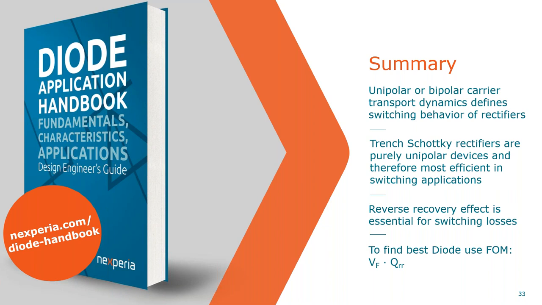In the beginning, Juan explained that the unipolar charge carrier transport is much faster than the bipolar charge carrier transport. And therefore, we've seen and learned that the trench Schottky rectifiers are purely unipolar devices, and therefore they are the ideal choice for switching applications. We've also learned a lot about the reverse recovery effect, and that this effect is essential for switching losses. And just on the last slide, Nima explained how conduction losses and switching losses affect the efficiency of the converter. And the figure of merit should be considered for that.